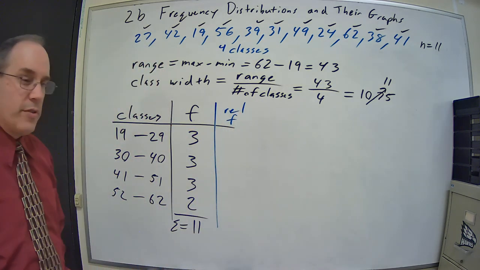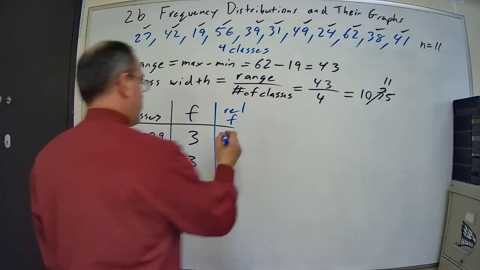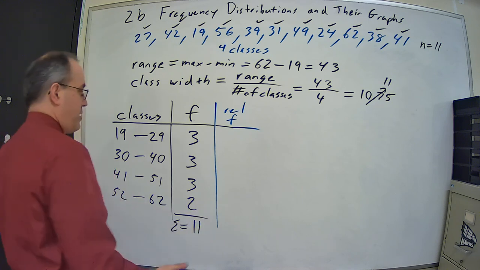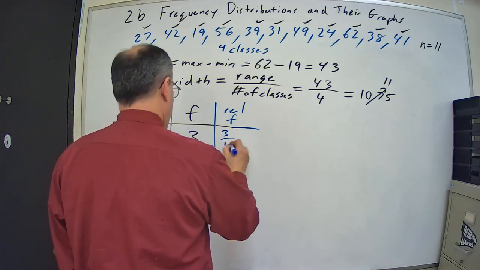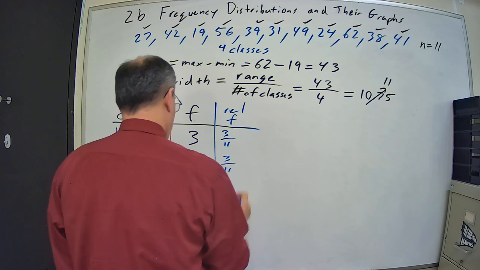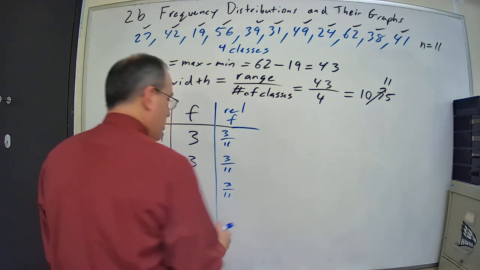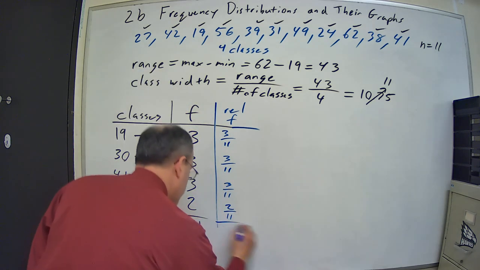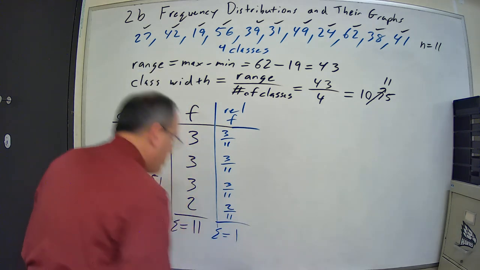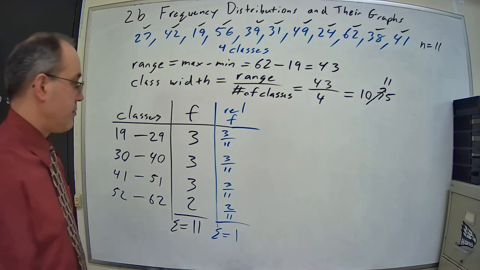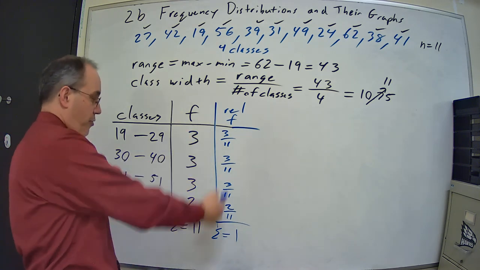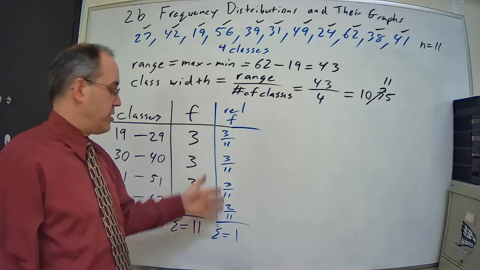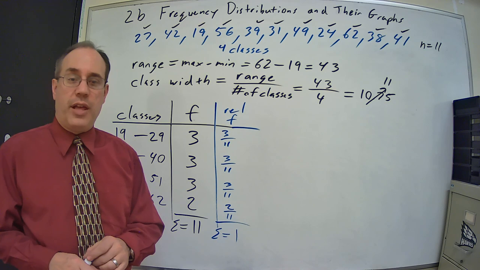Remember, relative frequency, so rel f. Relative frequency, remember, is the frequency divided by the sample size. So I have 3 elevenths, 3 elevenths, 3 elevenths, kind of boring with all those threes there, and 2 elevenths, which adds up to 11 elevenths or 1. Now, it's perfectly fine to leave those as fractions as long as we simplify the fractions. These are in simplest form, so it's okay to leave it like that.